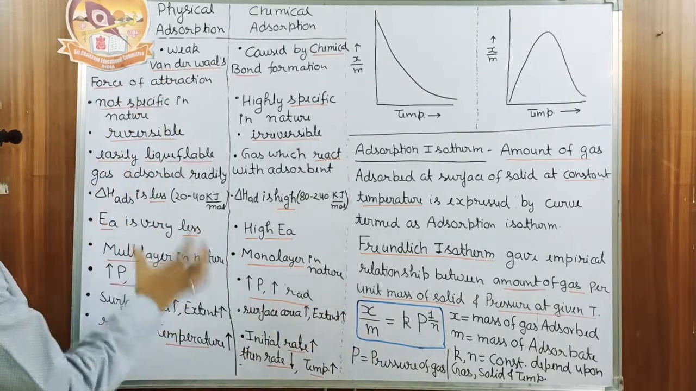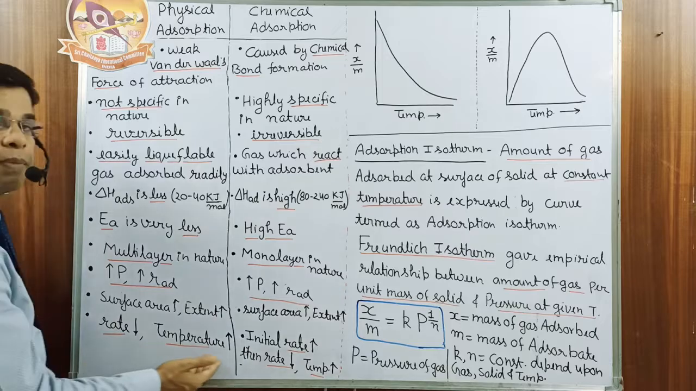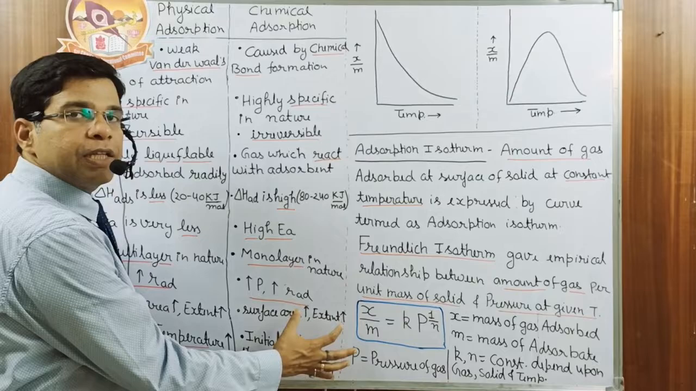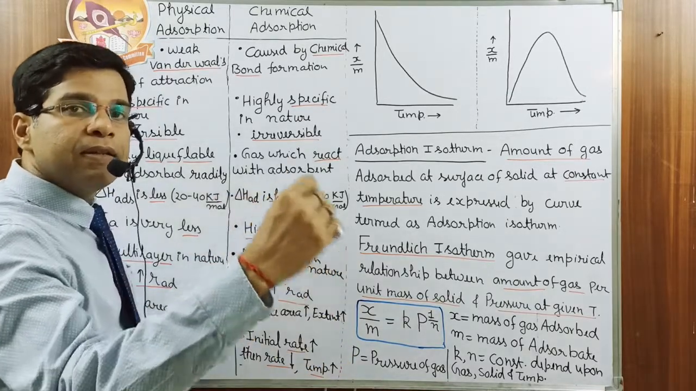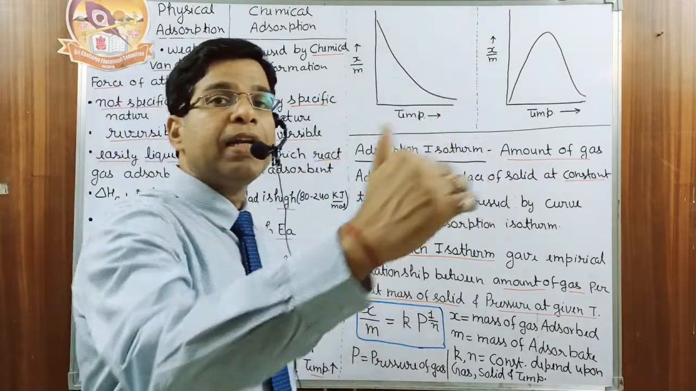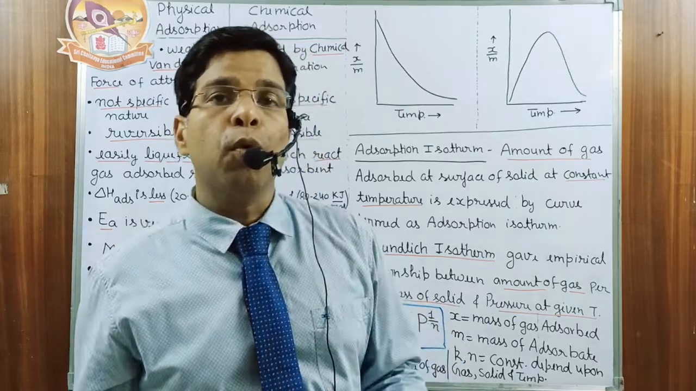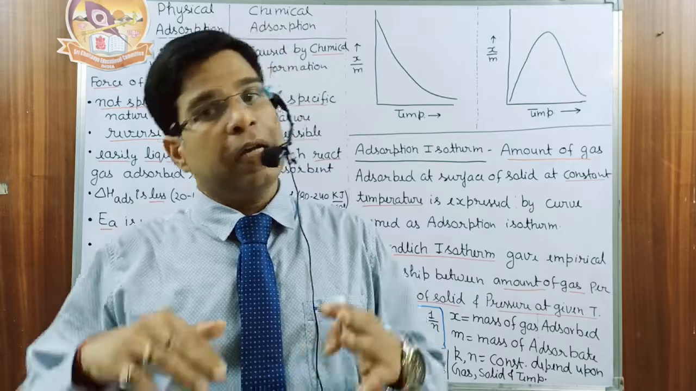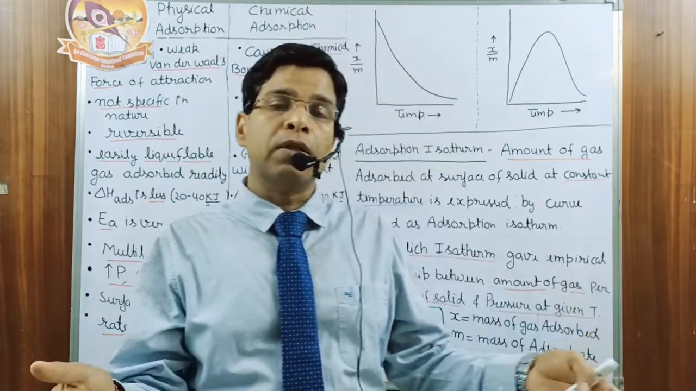Then rate of the physical adsorption always decreases with the temperature. If temperature increases, rate of physical adsorption decreases. But here initially the rate increases, because when you increase the temperature initially, that increase in the energy will compensate the activation energy. So due to the compensation of the activation energy, more molecules can adsorb at the surface. But once the surface is fully occupied and if you are increasing the temperature further, then what happens? The adsorbed molecules from the surface, they are removed.